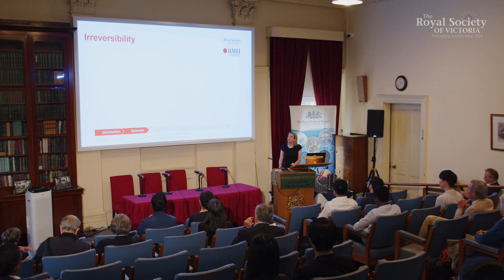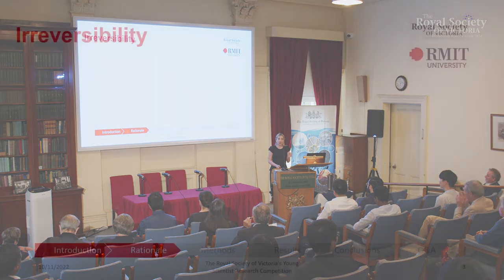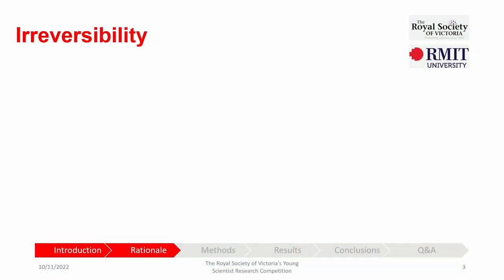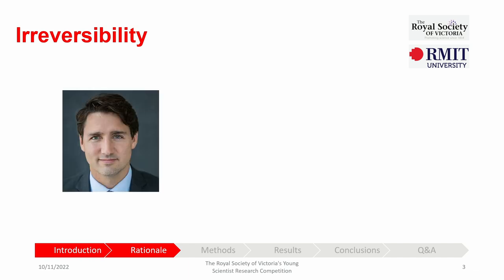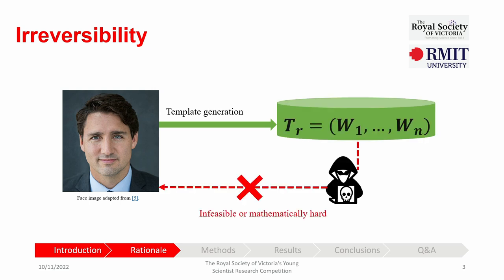Because of the mentioned privacy concerns, we should be very careful about the biometric templates that we store inside the databases. They should have fundamental properties. The first property is irreversibility of the templates. Imagine a face recognition system. A user is enrolled in the system and a template will be extracted from his face image. Irreversibility requires that it should be mathematically hard or impossible to reverse engineer this template to the face image.